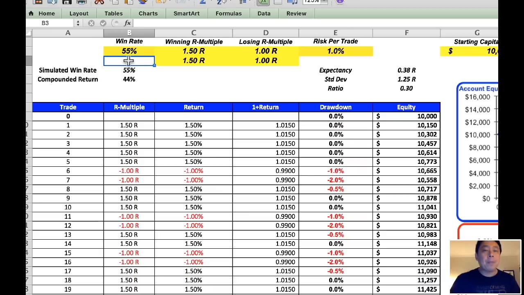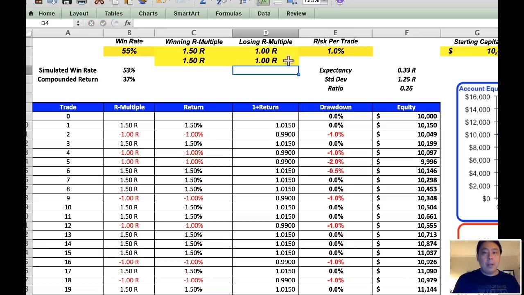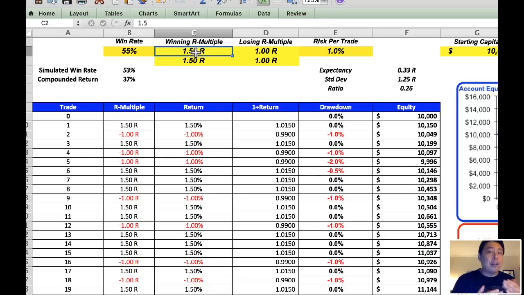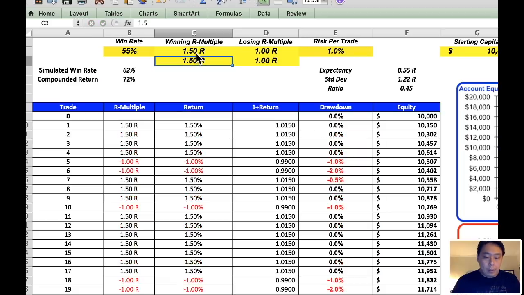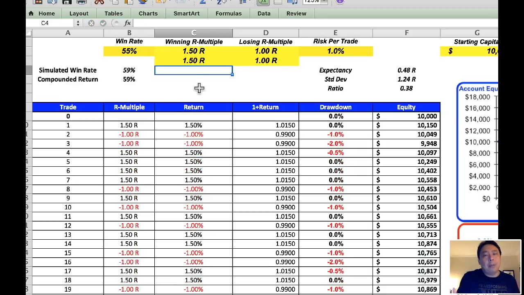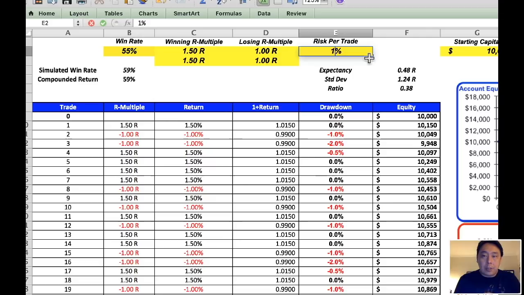So put 55%, and for the losing R multiple, put 1 and 1. So this is the minimum loss and maximum loss. We always keep it as 1R, right? Because we always place our stop loss and we always lose 1R when it hits our stop loss. We always honor the stop loss. Never ever remove the stop loss. Okay, unless you want to die. Don't die. Okay, great. Now, for our winning R multiple, again, I set a profit target at a fixed 1.5R. So 1.5, 1.5. Minimum, max. I make it really simple. I keep my life really, really simple. Okay. Risk per trade, again, you can start with 1%, 1%.